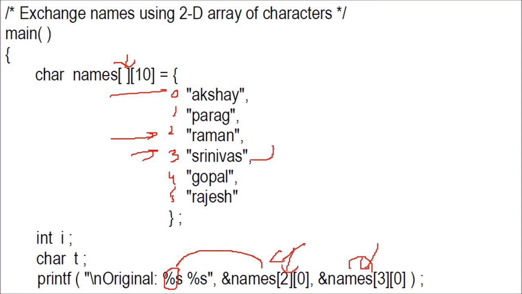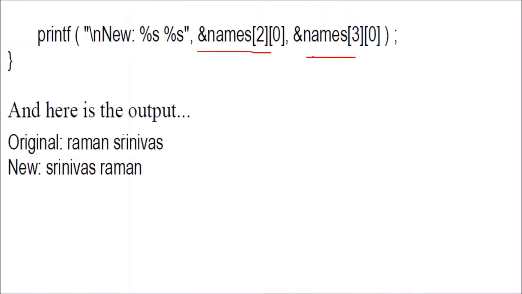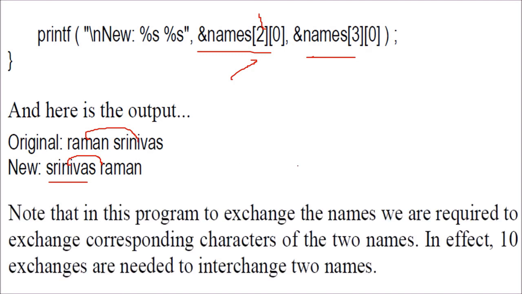But our intention is to exchange the places: Raman goes here, Srinivas goes here. For that, what do we do? We go from 0 to 9, and at every point we take a temporary variable and transfer the content, meaning the character, from one point to another. R is exchanged with S, S is exchanged with R, A is exchanged with R, R is exchanged with A, and likewise. The final result will be the exchange of names. Previously it was Raman at 2, now at 2 it will be Srinivas. We are taking one character by one character and exchanging, so 10 exchanges are needed to interchange two names in this case.